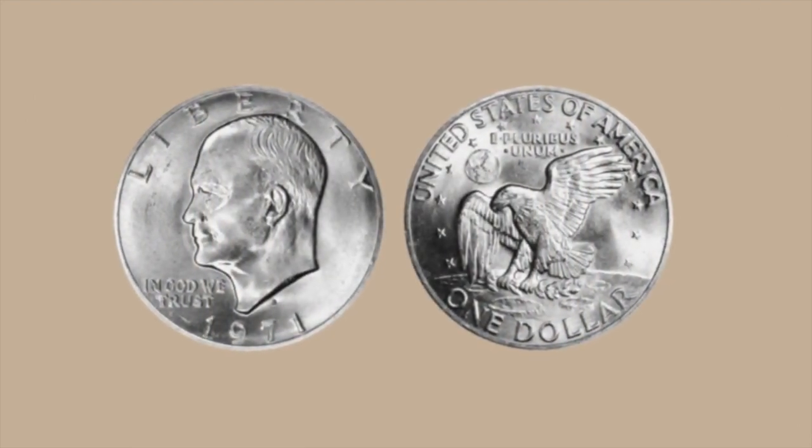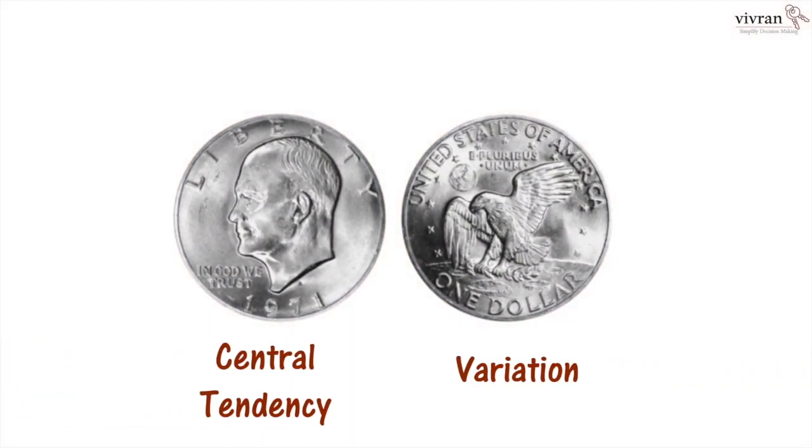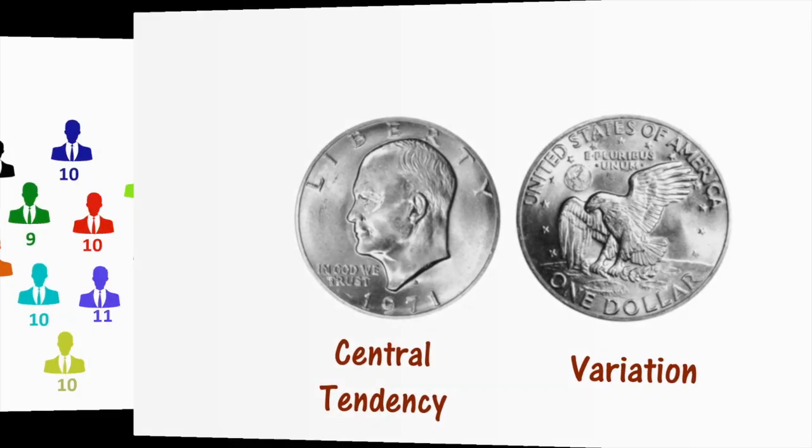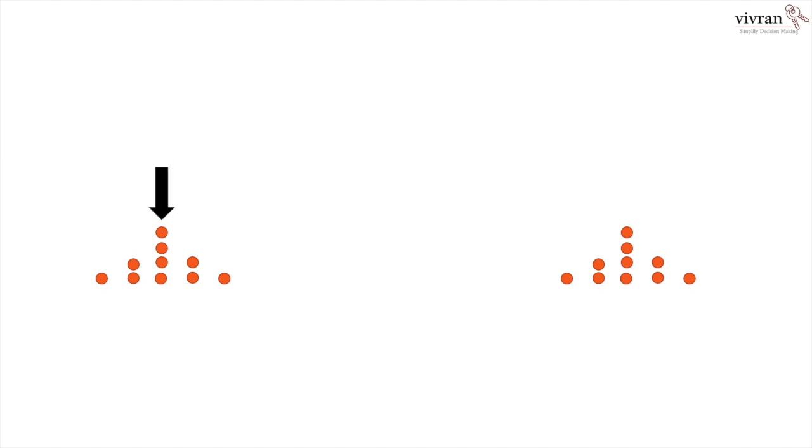Just like a coin, there are two aspects of any dataset: central tendency and variation. In this example, while we have considered only average, which represents the central tendency, there are other aspects which we should also look at. For any set of data points, central tendency represents where the data points are focused, and variation represents how the data points are spread within the group.